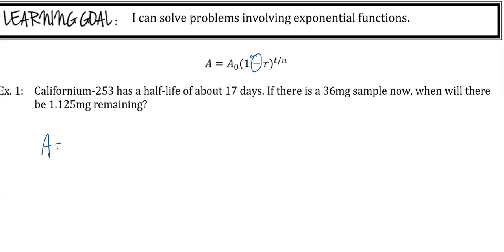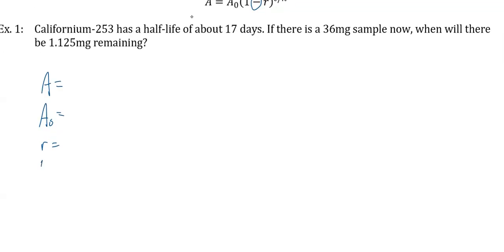So A equals A naught, R, T, and N. The 36 milligram sample is now, so the 36 goes here, and we want to find out how long until we get the end amount, 1.125. If you got those backwards, your answer is going to end up being really strange. So make sure you think about that and get them in the right place. Sometimes the bigger number goes first, sometimes it goes second, and that depends on if it's growing or decaying, right? But you got to get that right.